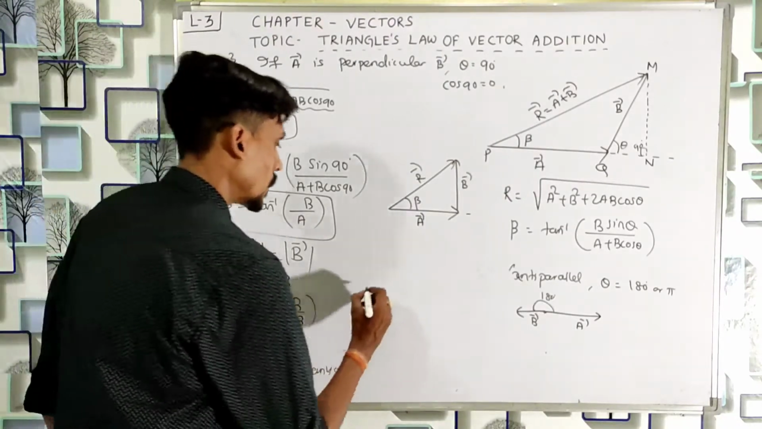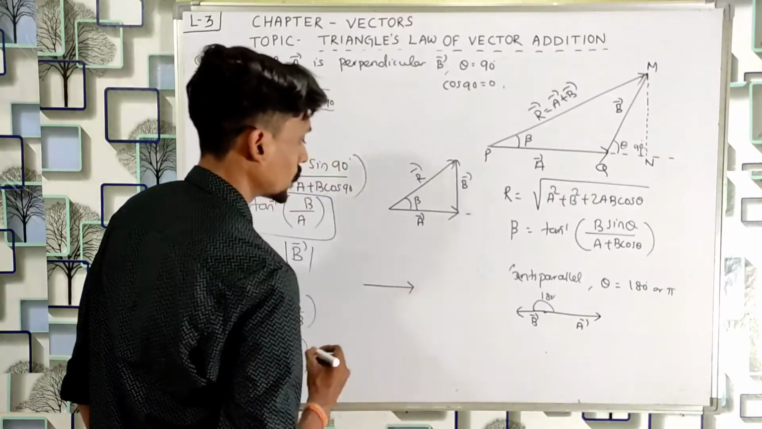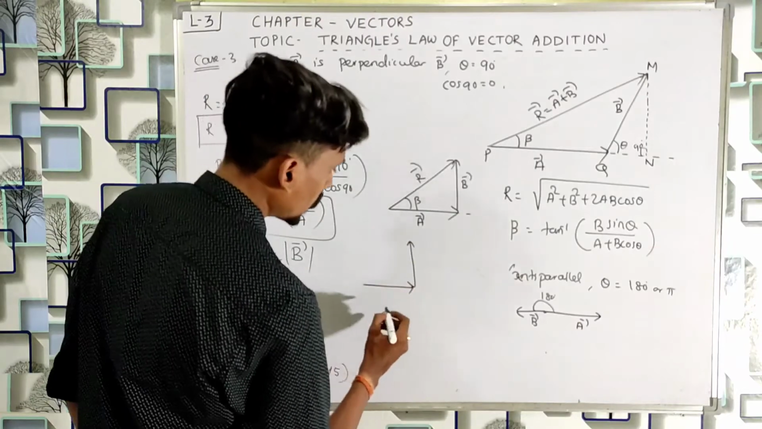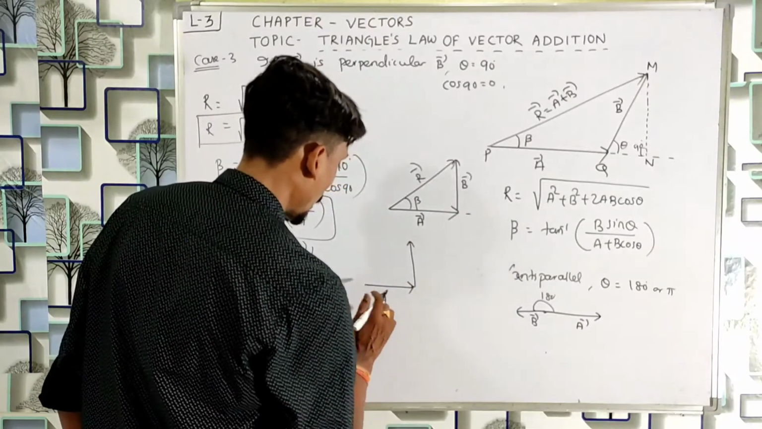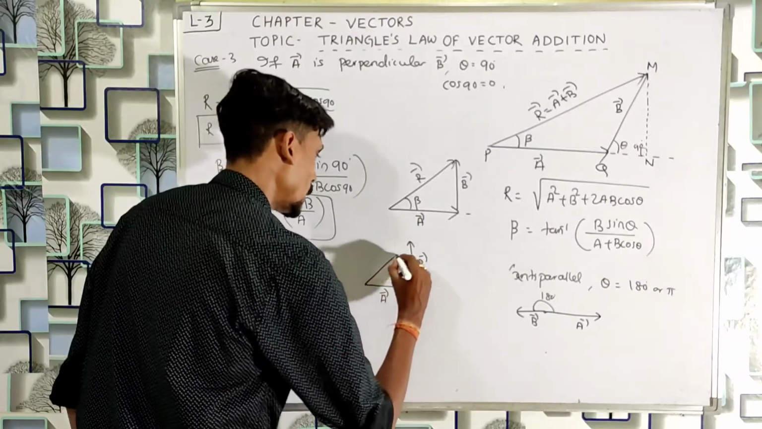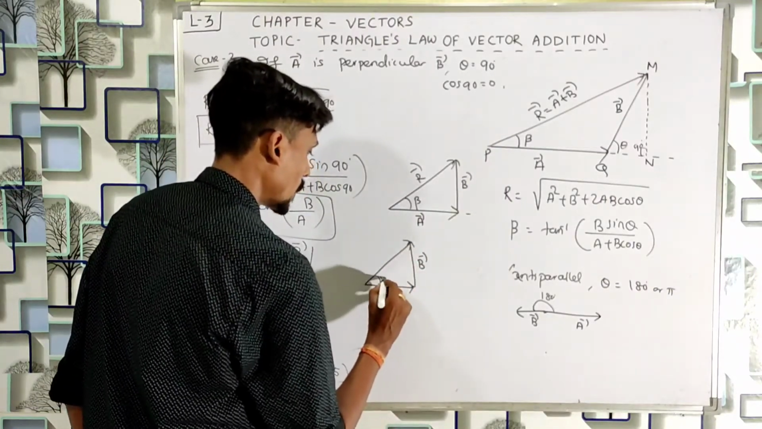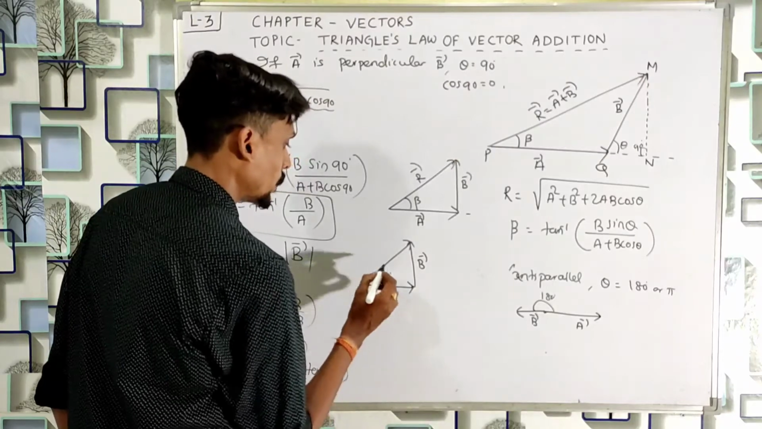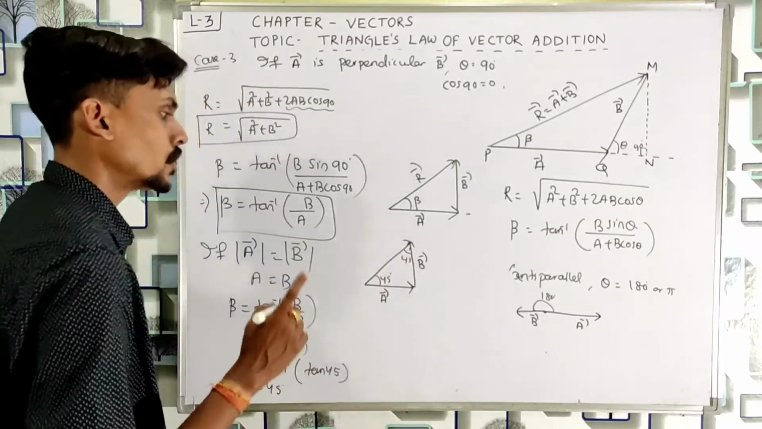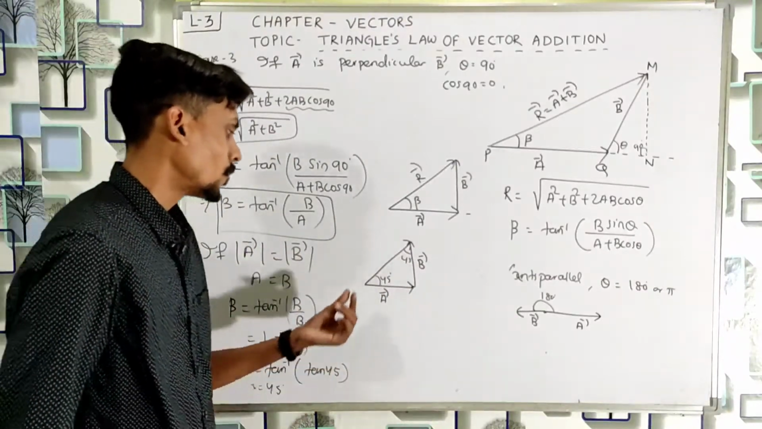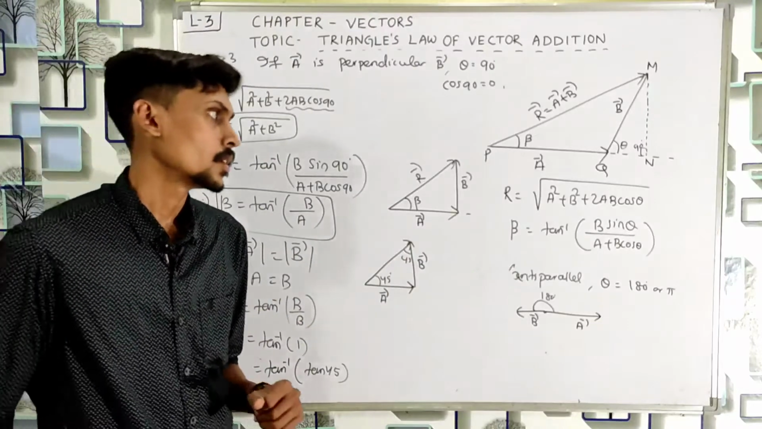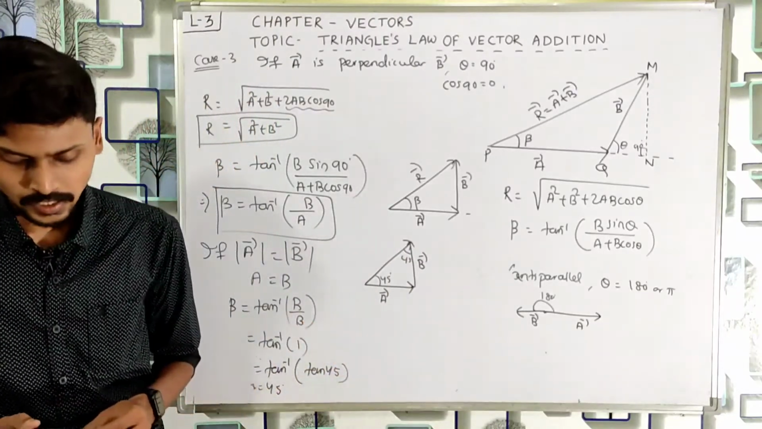It means if I take two vectors having the same magnitude and they are perpendicular to each other, vector A and vector B, then the resultant vector will make angle 45 degree. If this angle is 45 degree, then this angle is also 45 degree. The resultant vector makes 45 degree angle with both the vectors. Is that clear? So these are the three special cases.